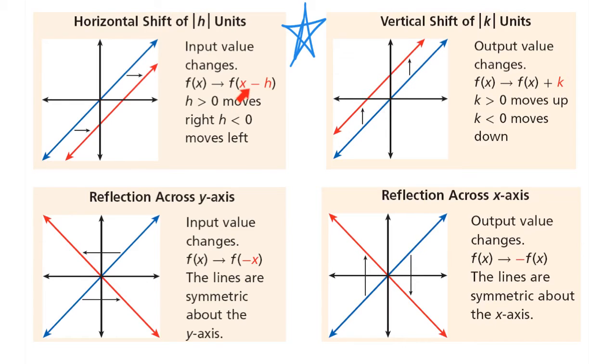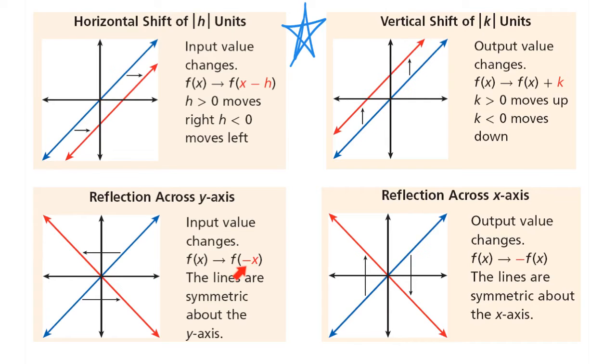Horizontal is a little bit different. Horizontal shift will affect your x values or your input. And so you see that affecting the x values here in function notation. And it's weird that if your h is greater than 0, which means you have x minus h, it's going to move to the right. And if h is less than 0, which means you're going to end up with x minus a negative h, it's going to move left. So it's kind of opposite of what we think, but that's going to be the way that it works.